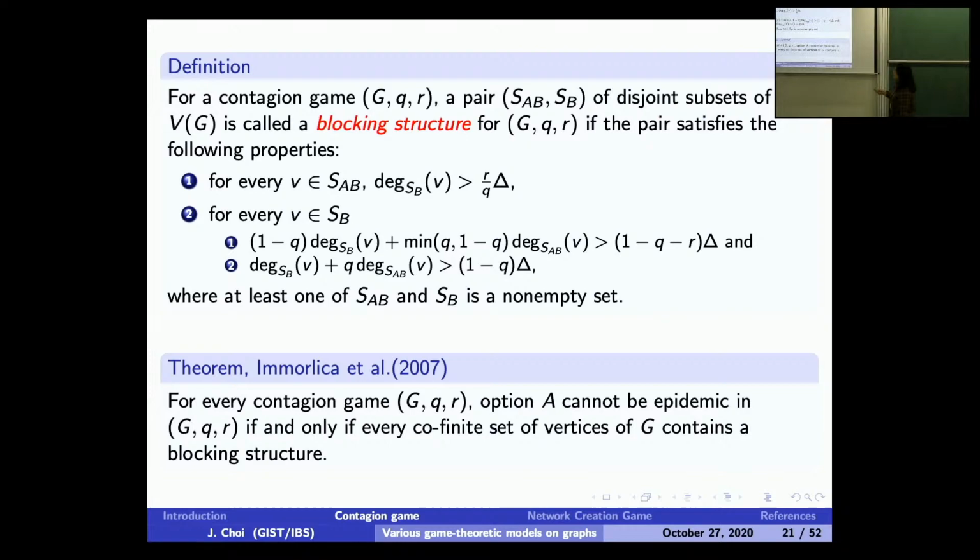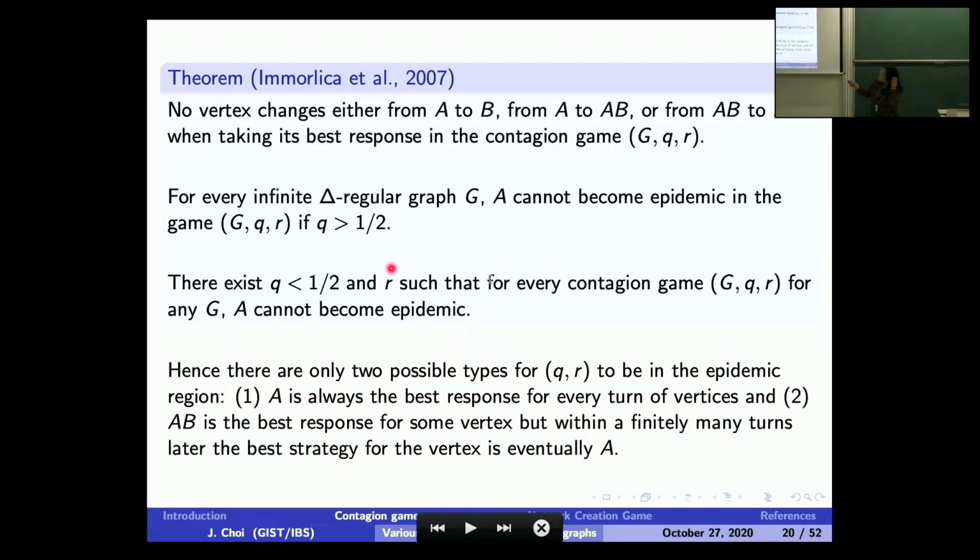And I have to mention the other two. For every infinite delta-regular graph G, A cannot become epidemic in the game if Q is bigger than 1 over 2, the same result as the previous one. But if Q is less than 1 over 2, it's not guaranteed to be epidemic because of R. In fact, there are some Q and R such that for every graph, any regular graph with this Q and R, A cannot become epidemic.